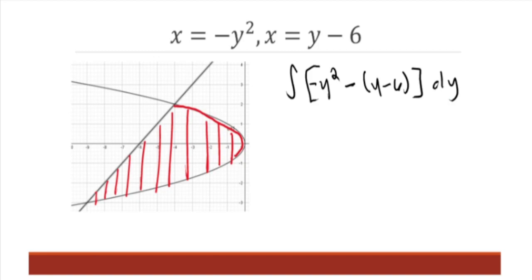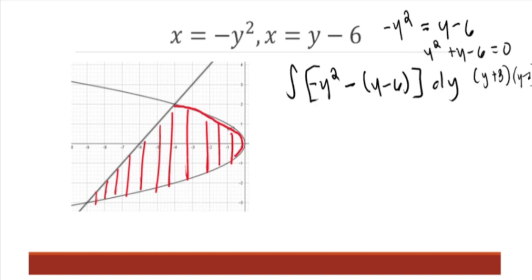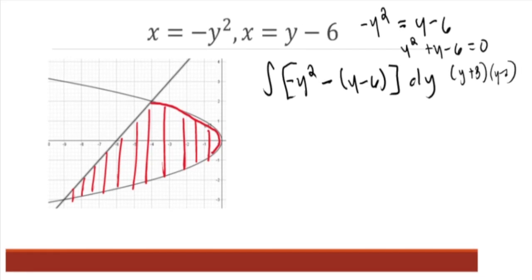The bounds of integration in this case, same lang, we treat this as a system of two equations, two unknowns, and we solve for x in this case. So negative y squared should be y minus 6. Sorry, we solve for y in this case. So this gives us y squared plus y minus 6 equals 0. So y plus 3, y minus 2. So we have from negative 3 until 2.